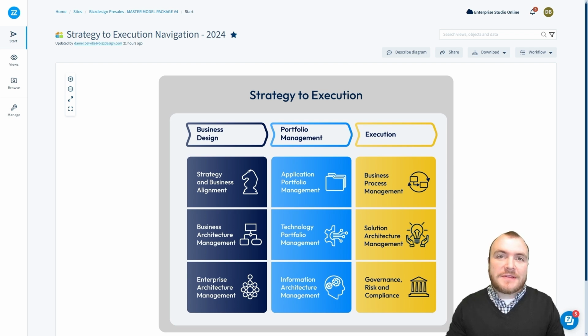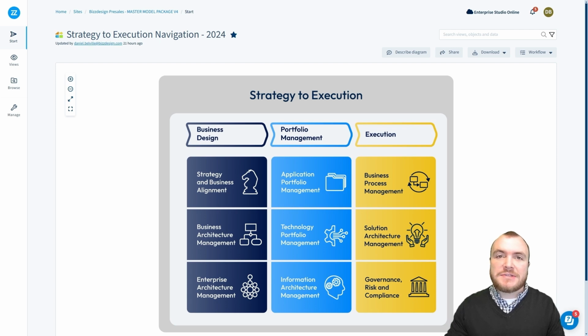If we take a look at the value stream stages, we have business design, portfolio management, and execution. And within each one of these value streams, we have a set of use cases. There are many more use cases out there in the industry, but these are some of the common ones that we run into on a daily basis.